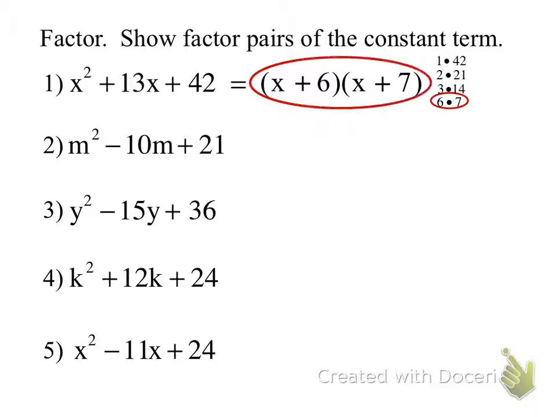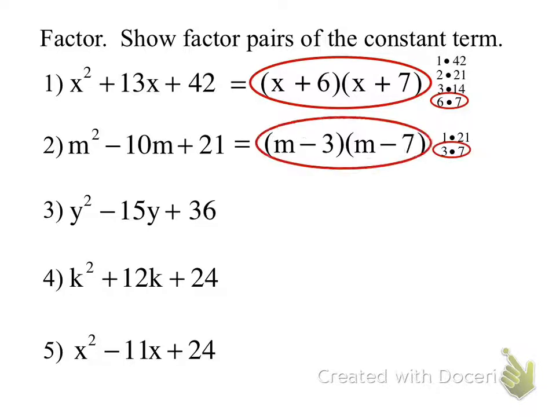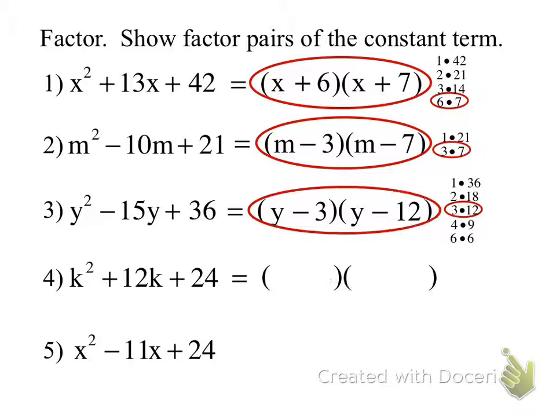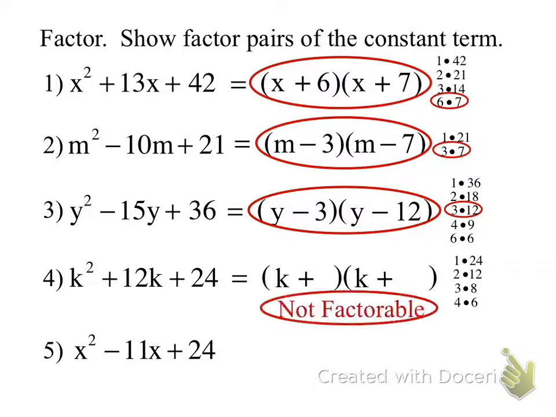Okay, the next one. Number 2, let's go with Sav. I got m minus 7, m minus 3. Perfect. Okay, next one, number 3. Let's go with Ben. 1 minus 3, 1 minus 4. Okay, looks good. Number 4, let's go Zach. That's correct. It is not factorable. Okay. Number 5, Daniel. I got x minus 8 times x minus 3.